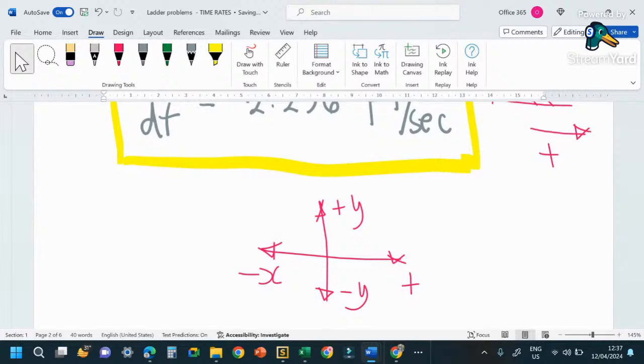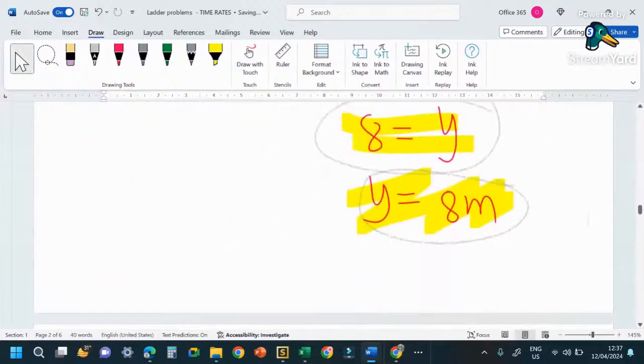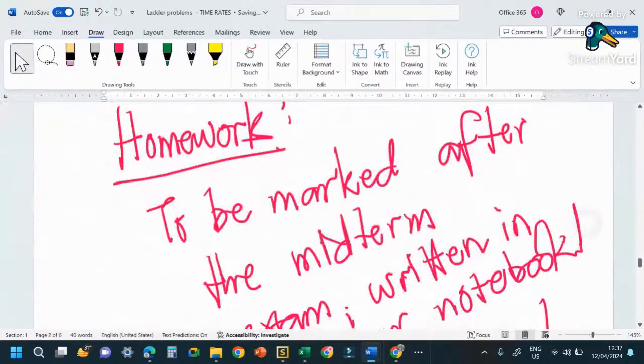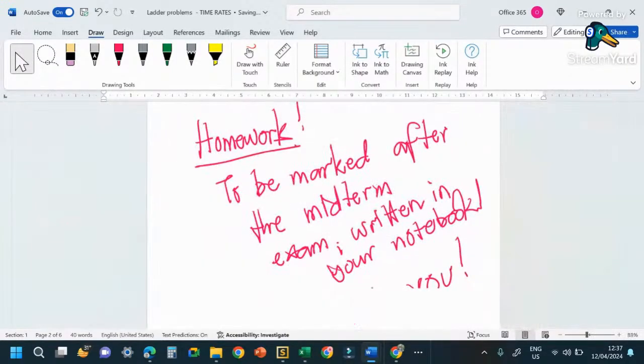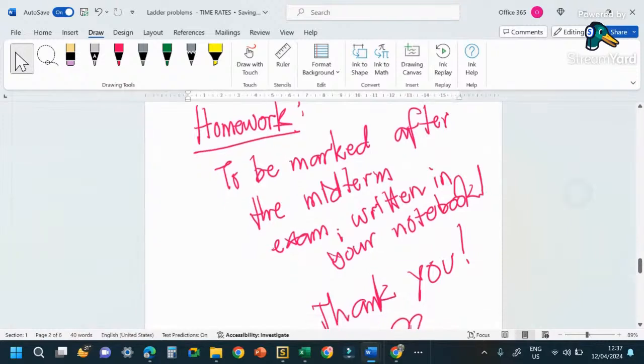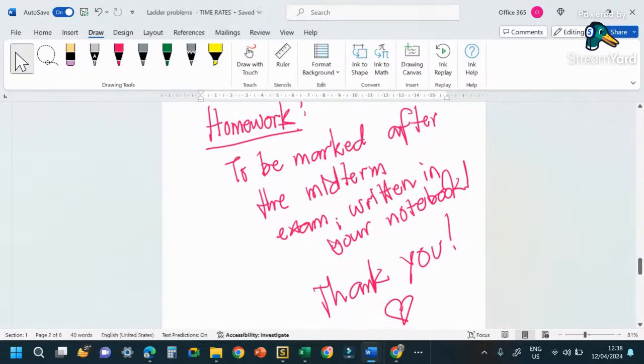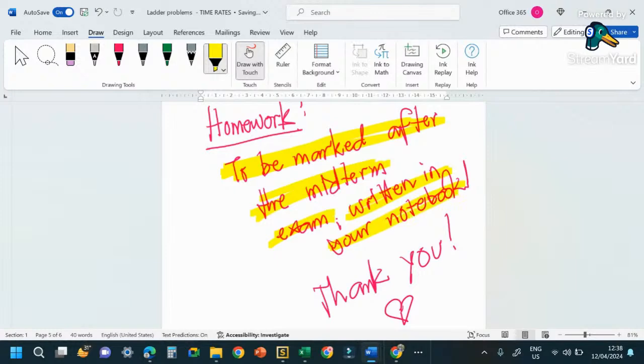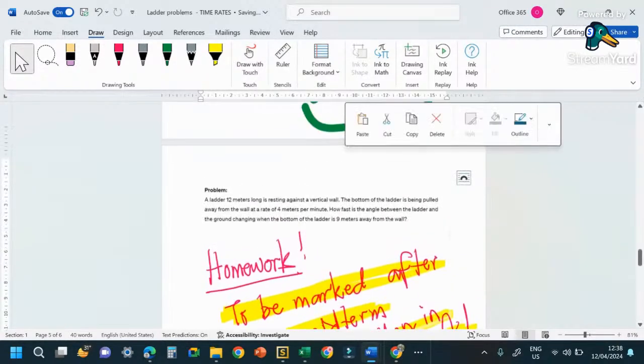Now, what is your work pertaining to this example? This will be checked or marked after the midterm exam. So homework is the one up there, but I'm going to flash it later. To be marked after, I repeat, to be marked after the midterm exam. You have to write it in your notebook. Okay? And what is the homework? This is the question.